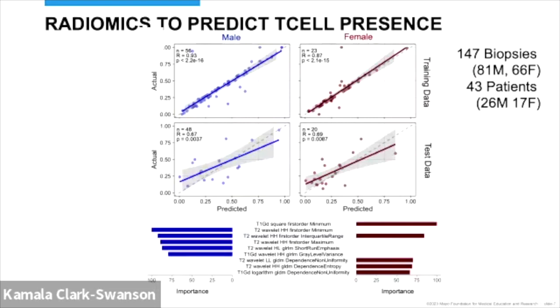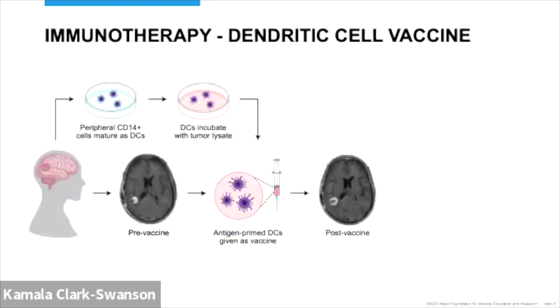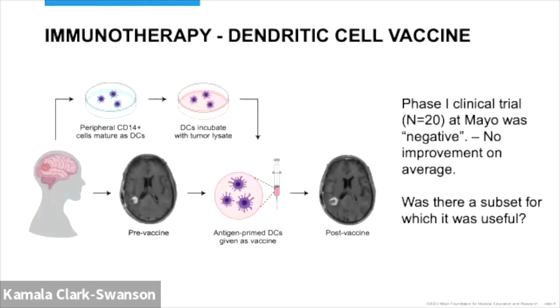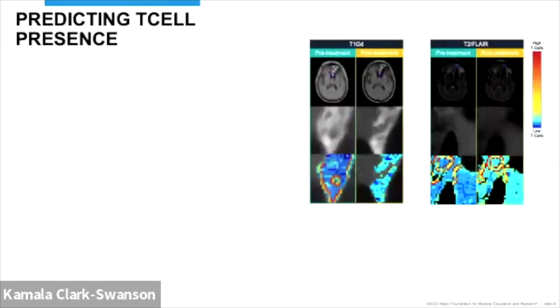We were fortunate enough to be working with a clinician at Mayo Clinic who had this phase 1 dendritic cell vaccine trial where there were 20 patients, and the trial came back as negative. That means on average in this 20 patient set, there was no improvement in overall survival. But with every single clinical trial, there is the question: was there a patient we missed that actually got benefit? Is there a better way to think about who should have been on the trial in the first place? So we were thinking, if we applied our model to this, is there something like that we could find? So that's what we did.